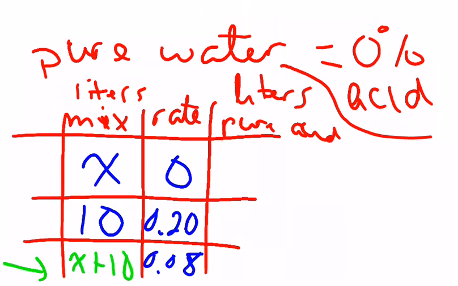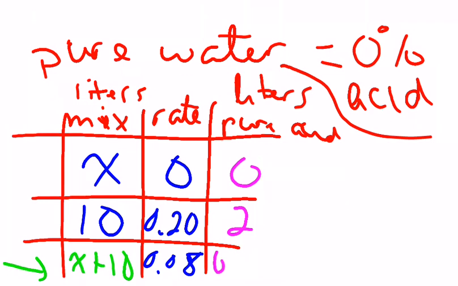Again, we multiply across, so x times 0 is 0. And we have 10 times 0.2, and that gives us 2. So if we look at that, they have a 10-liter mixture. It's 20% acid. And so what that means is 2 of those liters is pure acid. The rest is other stuff.